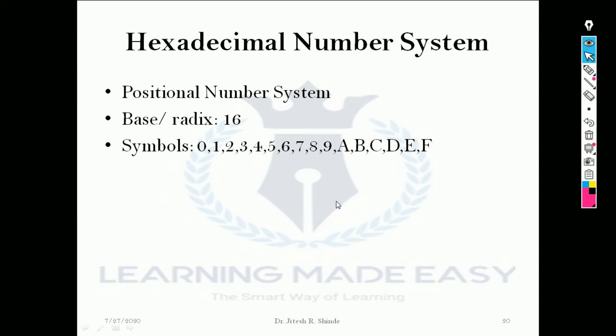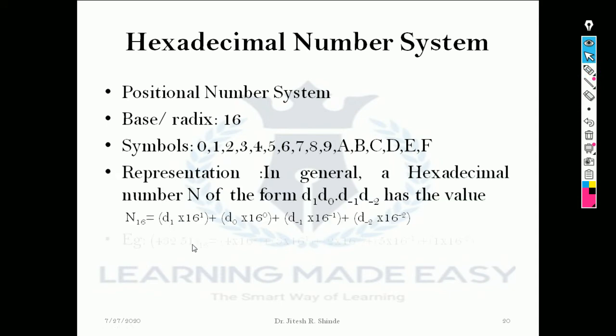Representation part. A number in the hexadecimal number system is specified as N at base 16. So the number d1 d0 . d to the base minus 1, d to the base minus 2 is represented as d1 times 16 to the power 1 plus d0 times 16 to the power 0 plus d minus 1 times 16 to the power minus 1 plus d minus 2 times 16 to the power minus 2. An example is say 432.51.